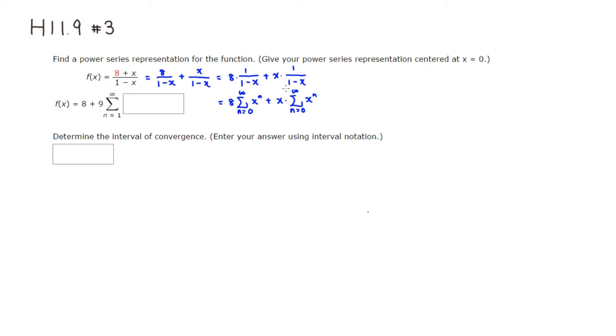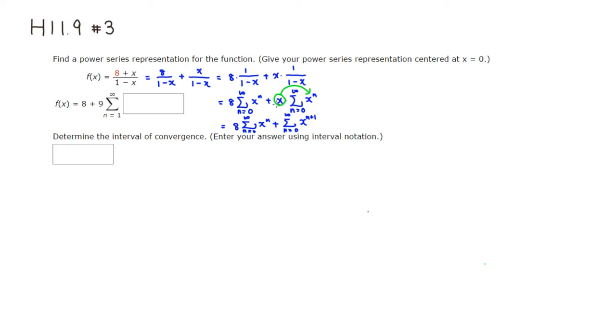So here we can put this x inside. You would get 8 times the summation, n goes from 0 to infinity, of x to the n. No change there. But here, we can write it as a summation, n goes from 0 to infinity, of x to the n plus 1, because we have one extra x.